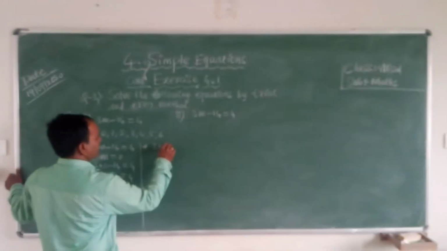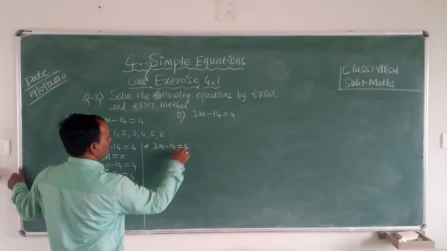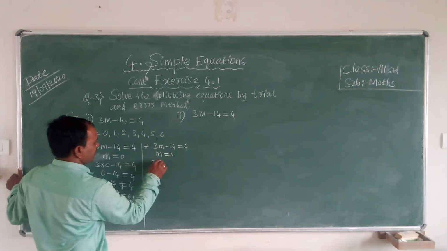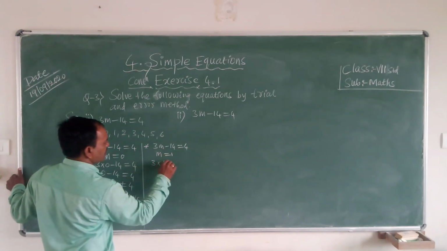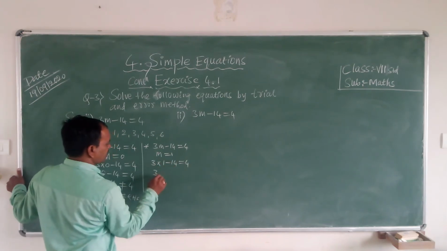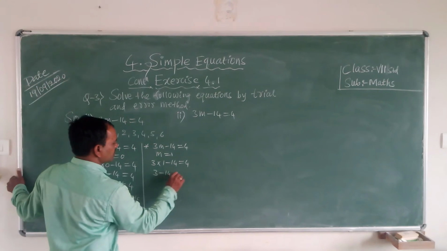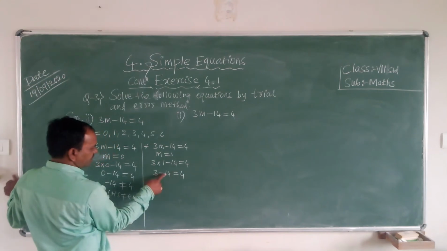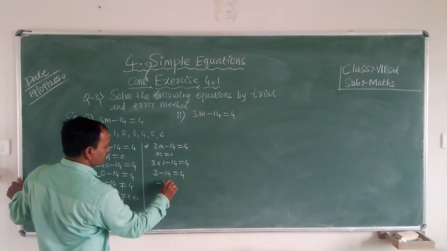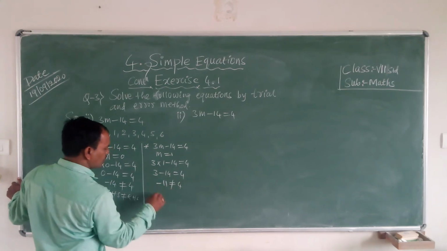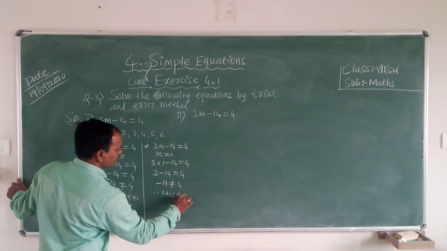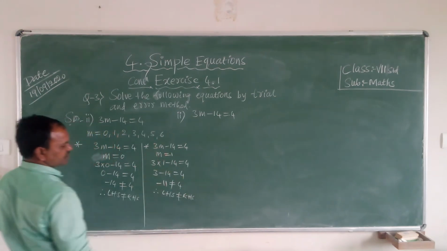3m minus 14 is equal to 4. So m is equal to 1. 3 into m value 1 minus 14 is equal to 4. 3 ones are 3, minus 14 is equal to 4. So 3 minus 14 is minus 11, which is equal to 4? Both are equal? No. Therefore LHS is not equal to RHS. It is not a solution of the given equation.